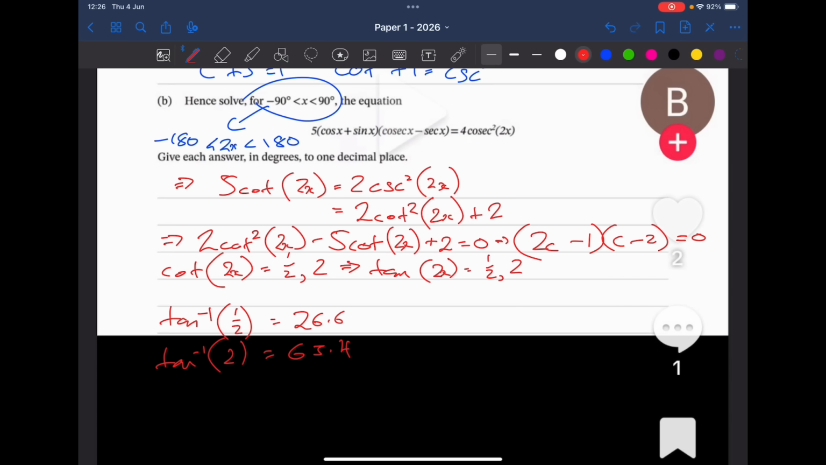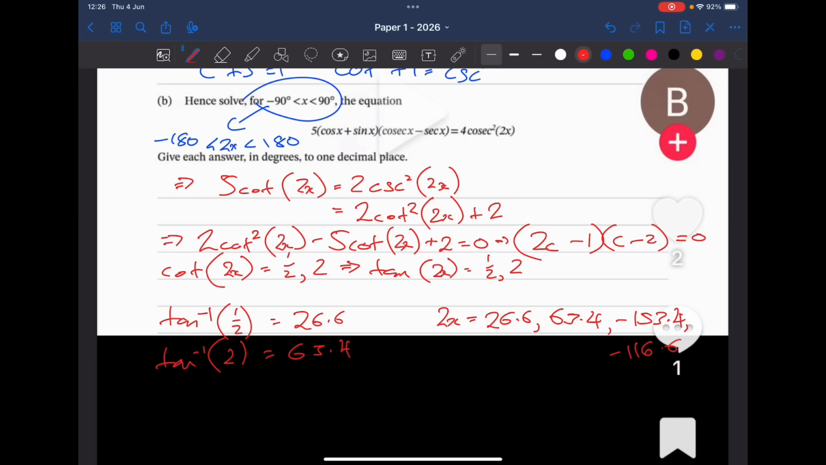So what we're going to have is that 2x is equal to both of those, and then any other values we can get by adding on 180 or taking away 180 from these, any multiple of that. So if we added on 180, we'd definitely be bigger than 180, so that's not good. But we can take 180 and not be less than negative 180. So let's take 180 from both. So 26.6 take 180 gives us minus 153.4. And then doing the same for the 63.4, we get a number of negative 116.6.